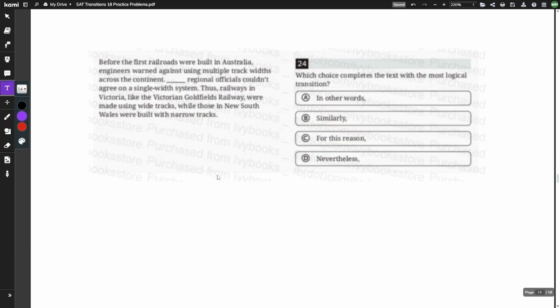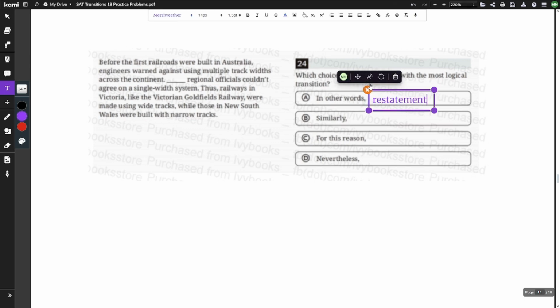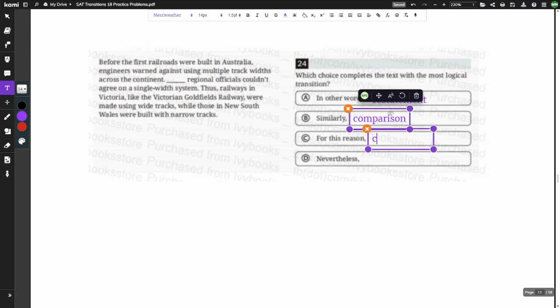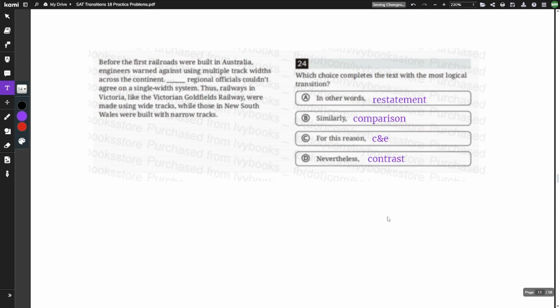Question number 11. Let's look at our answer choices and see what categories they belong to. In other words, is restatement. Similarly, that's comparison. For this reason is cause and effect. And nevertheless is contrast. All of these, none of them have the same category. So let's move to the text.